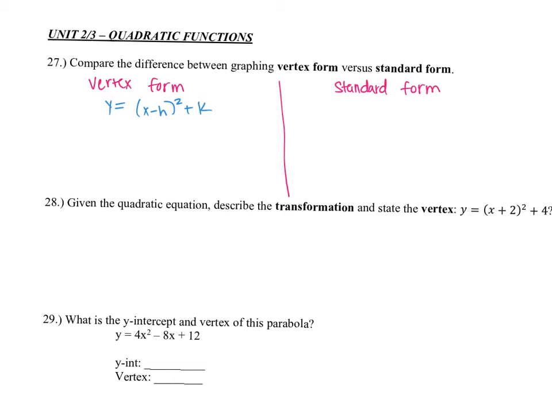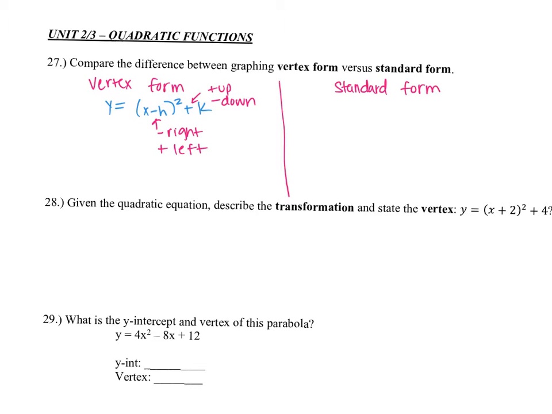So just as a quick reminder here, if the inside of the parentheses is a minus sign, we're going to be going to the right. If we have a plus sign, we're going to be going to the left. And on the outside of the parentheses, that's our vertical shift. So plus sign means up, negative means down. So vertex form is great for finding the vertex because you just look at the shifts.